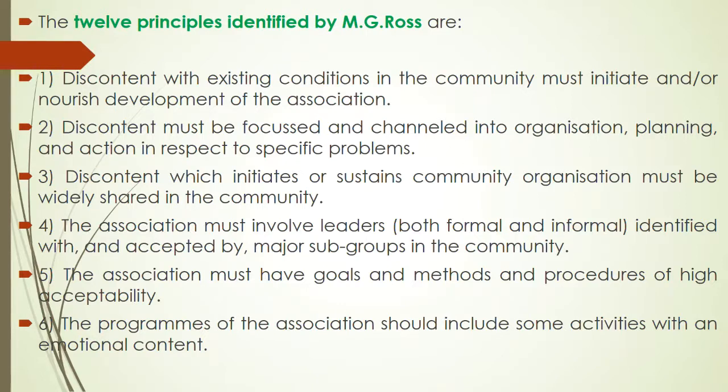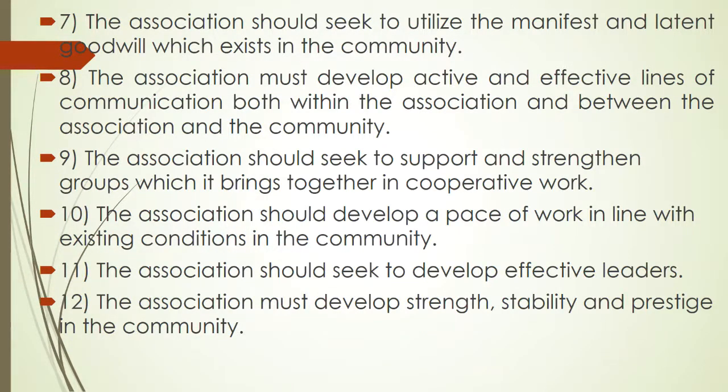Fourth, the association must involve leaders, both formal and informal, identified with and accepted by major subgroups in the community. Fifth, the association must have goals and methods and procedures of high acceptability. Sixth, the programs of the association should include some activities with an emotional content. Seventh, the association should seek to utilize the manifest and latent goodwill which exists in the community.